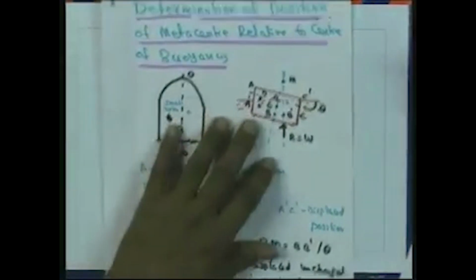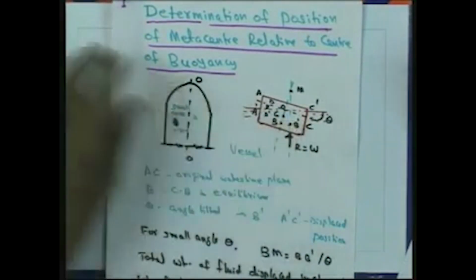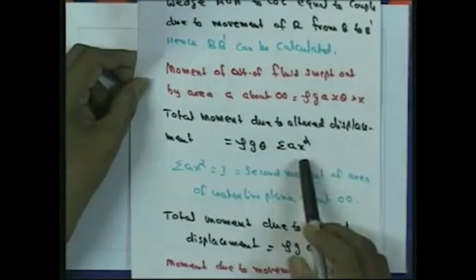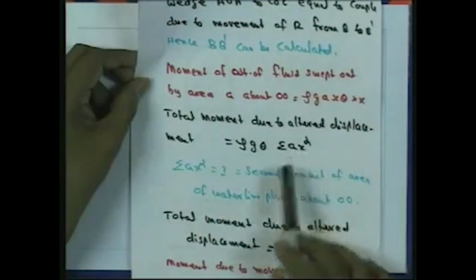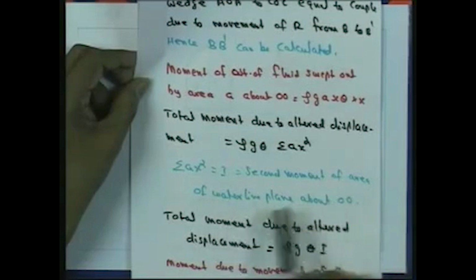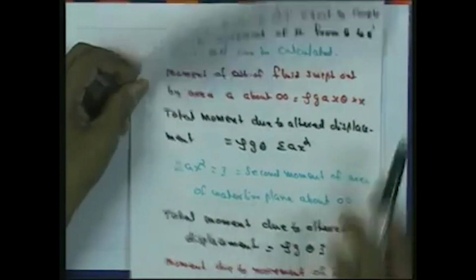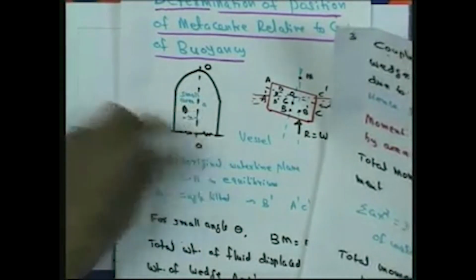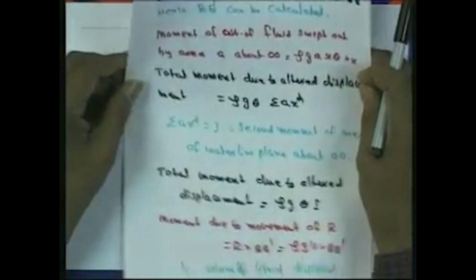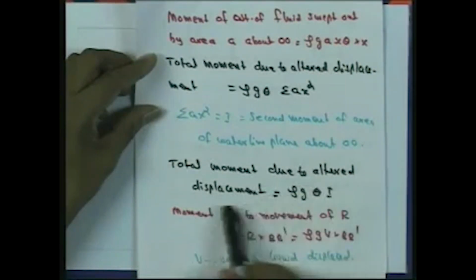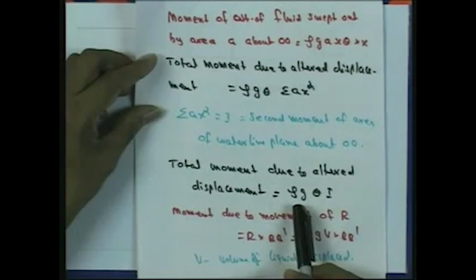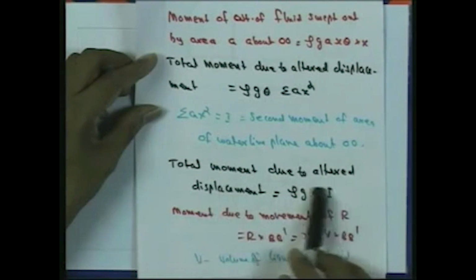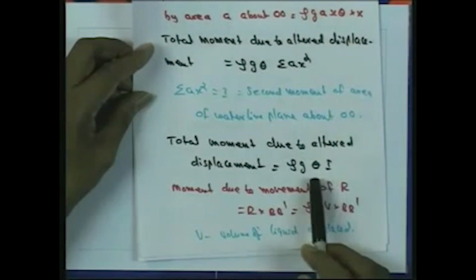Here you can see that there is a displacement. With respect to this, we can write the total moment due to the altered displacement as rho g theta sigma Ax square. Here sigma Ax square is I, which is the second moment of area of the waterline plane about the center line. So sigma Ax square is equal to I. Finally, the total moment due to the altered displacement is equal to rho, the density, multiplied by g, acceleration due to gravity, into theta into I.